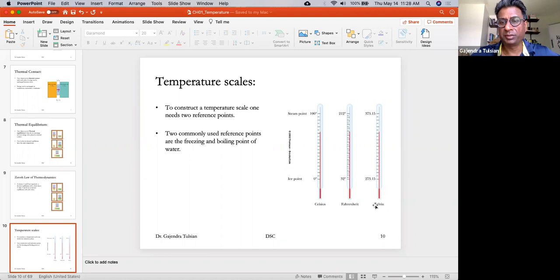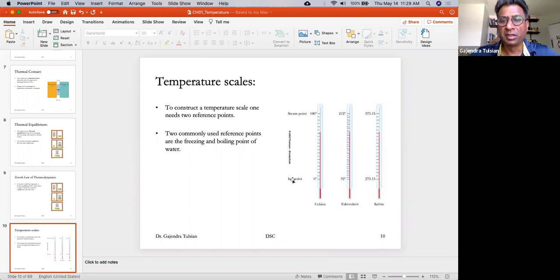Three commonly used scales are Celsius, Fahrenheit, and Kelvin. In principle you can make any number of temperature scales, an infinite number, but these are the three commonly used. Now to define a temperature scale, what you need is two phenomena. So here's the ice point and steam point.